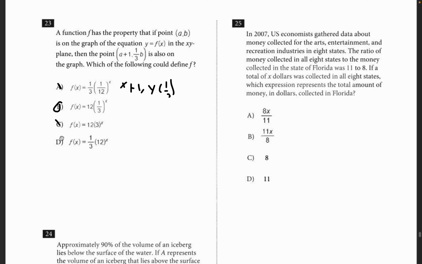This is 3. No, because for every increase of 1 in x, that means that the y value should be 1/3 of it. So yeah, this is correct. Yeah, it has to be B. It has to be. Okay.